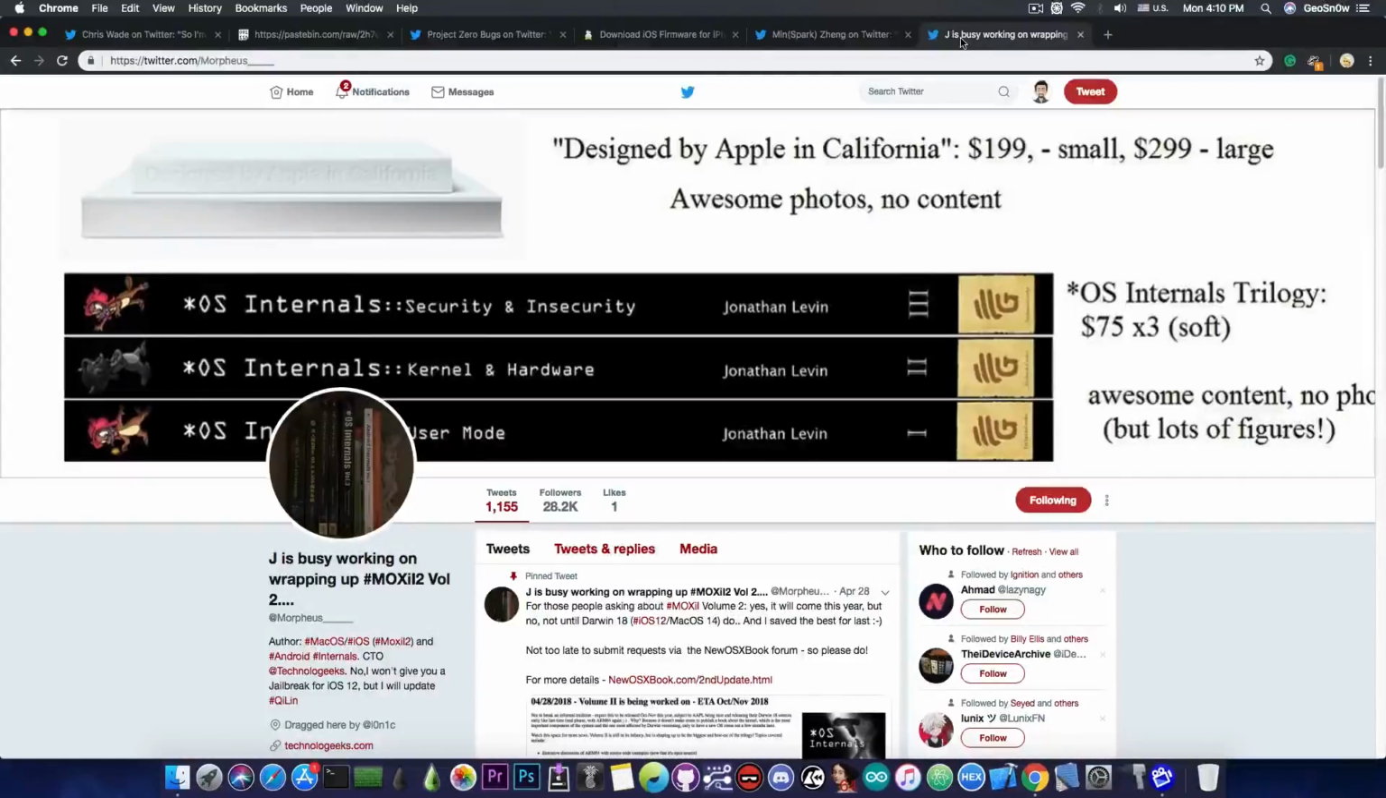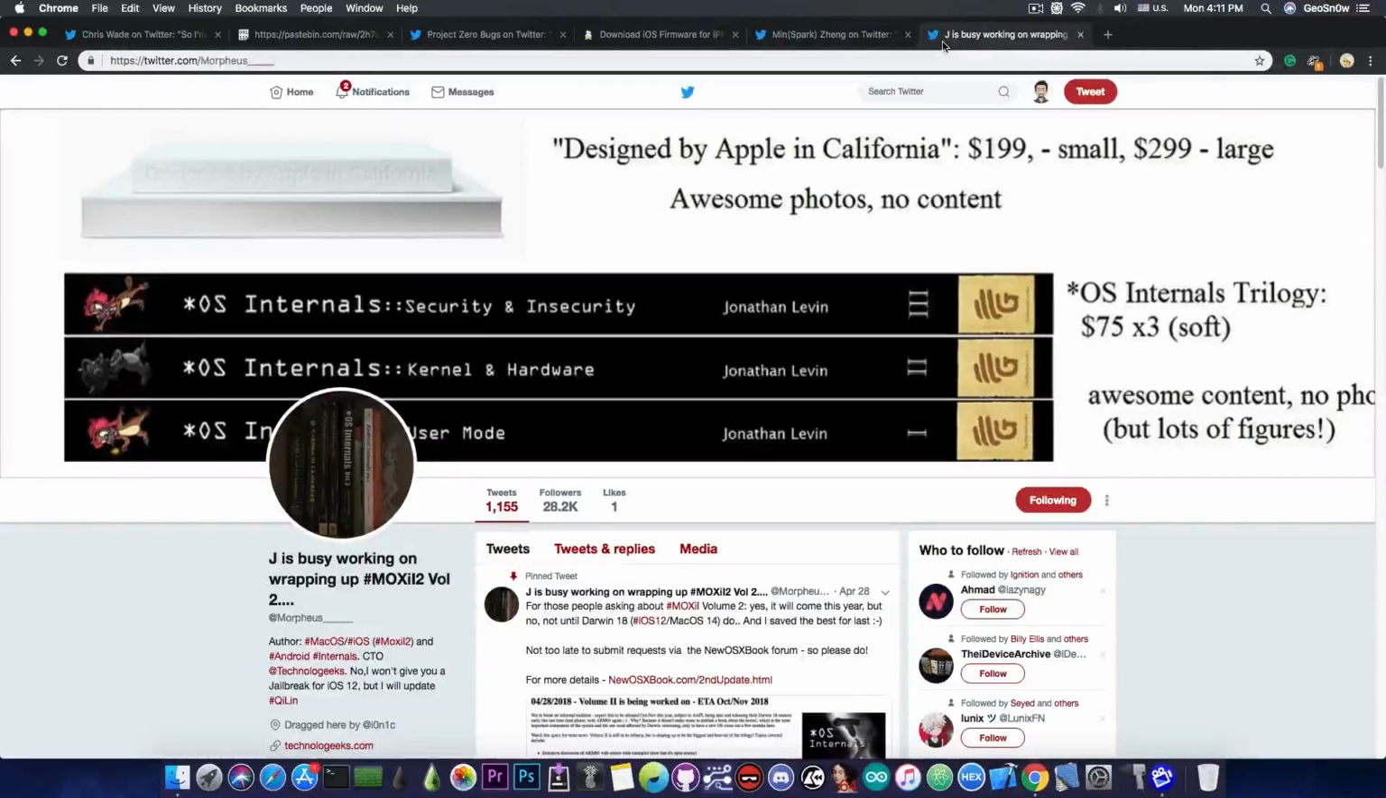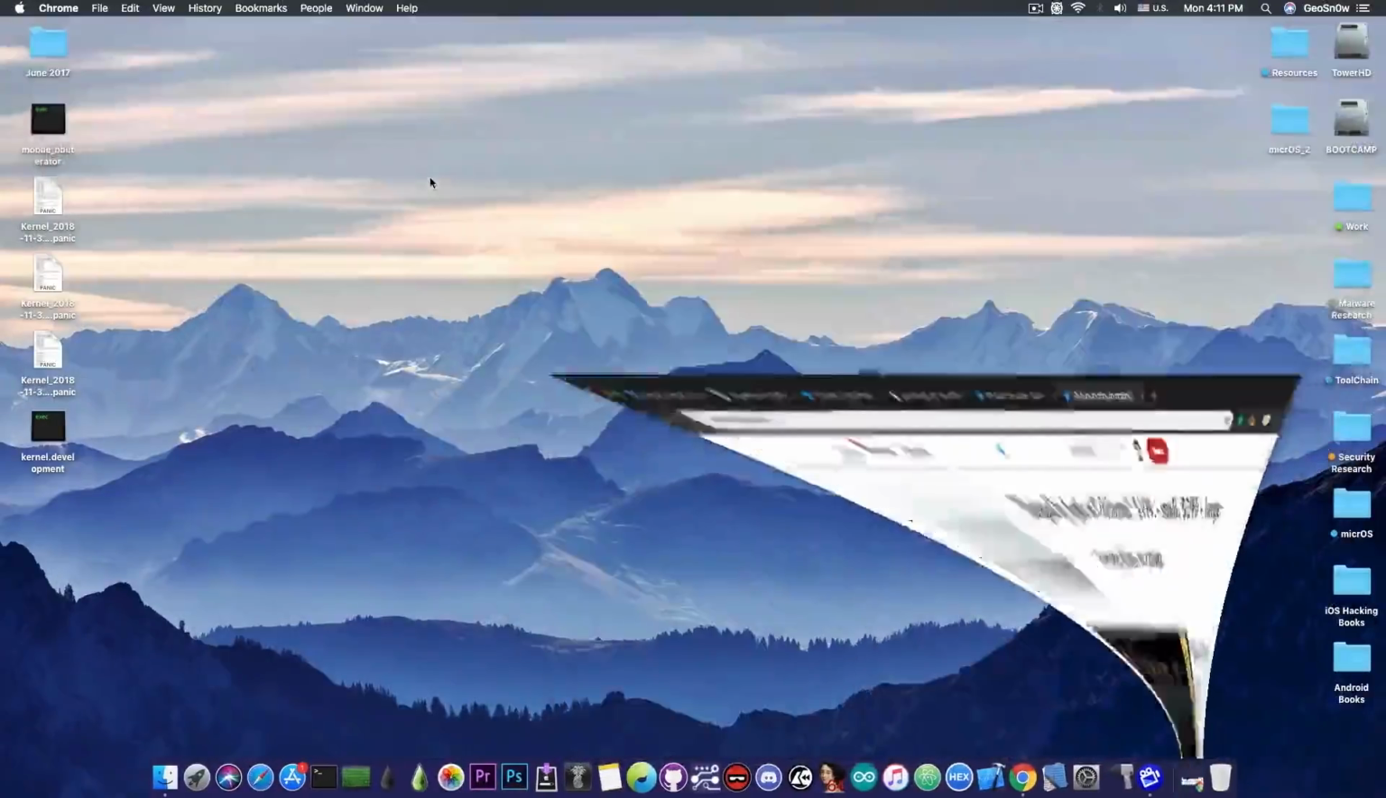So this information in here is actually very, very precious for the jailbreak community, especially the volume 3 in here, which treats the jailbreaks themselves, and also the kernel and hardware volume 2 in here, which will be released. So I'm very, very happy to see that the source codes have been posted so that Jonathan can finally release the book.